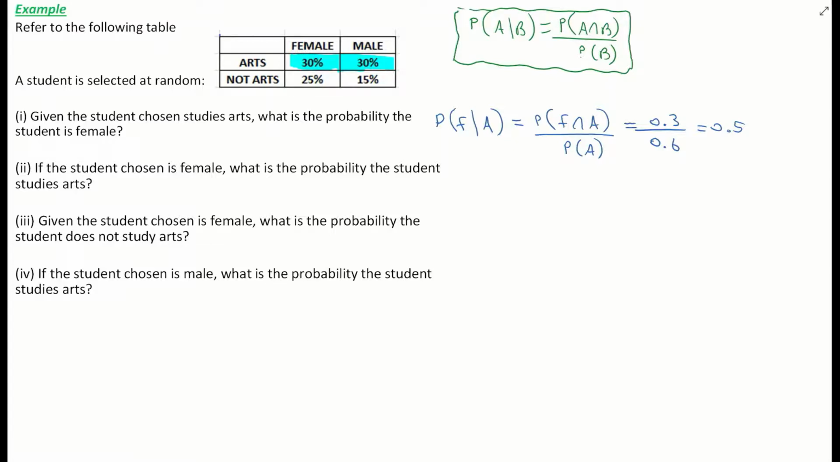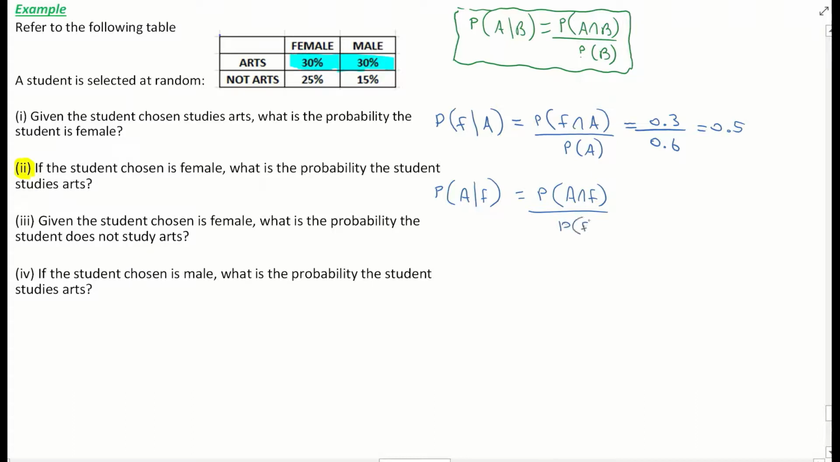Looking at part 2. A student is picked at random. If the student chosen is female, what's the probability that that student studies arts? Okay, so let's set it up again. So we are now looking at the probability of arts given female. So we're looking for the probability that the student studies arts given that they are female. And that is equal to the probability of arts intersecting female, or an art student who is female, divided by the probability of a female.